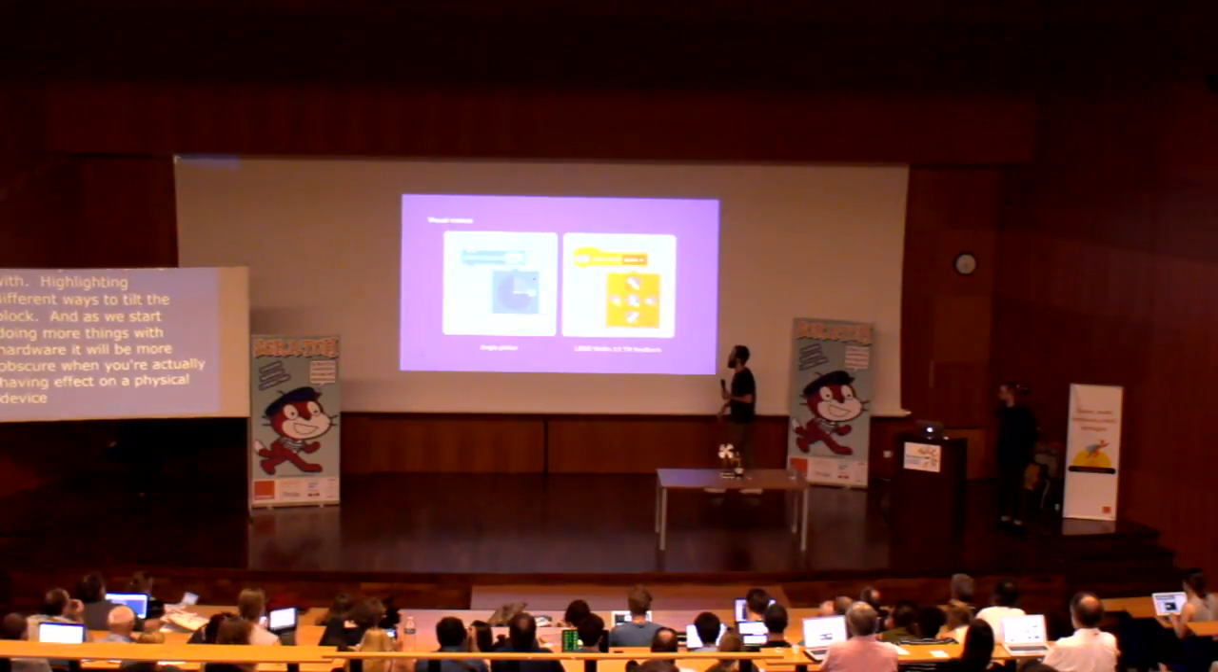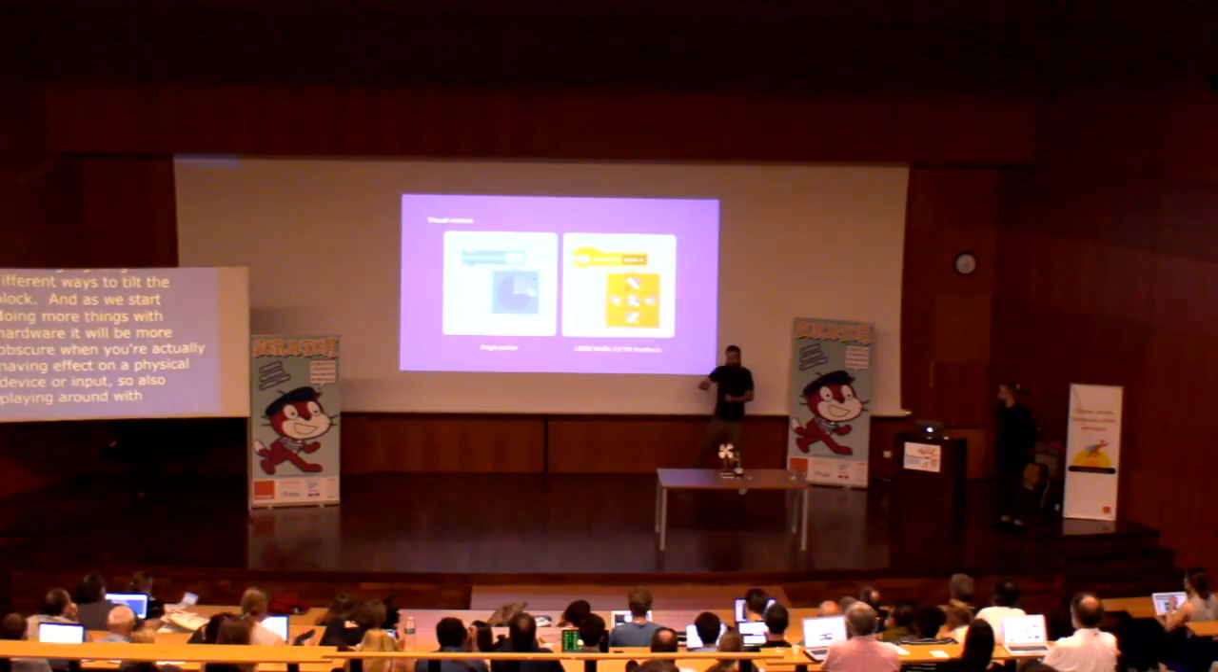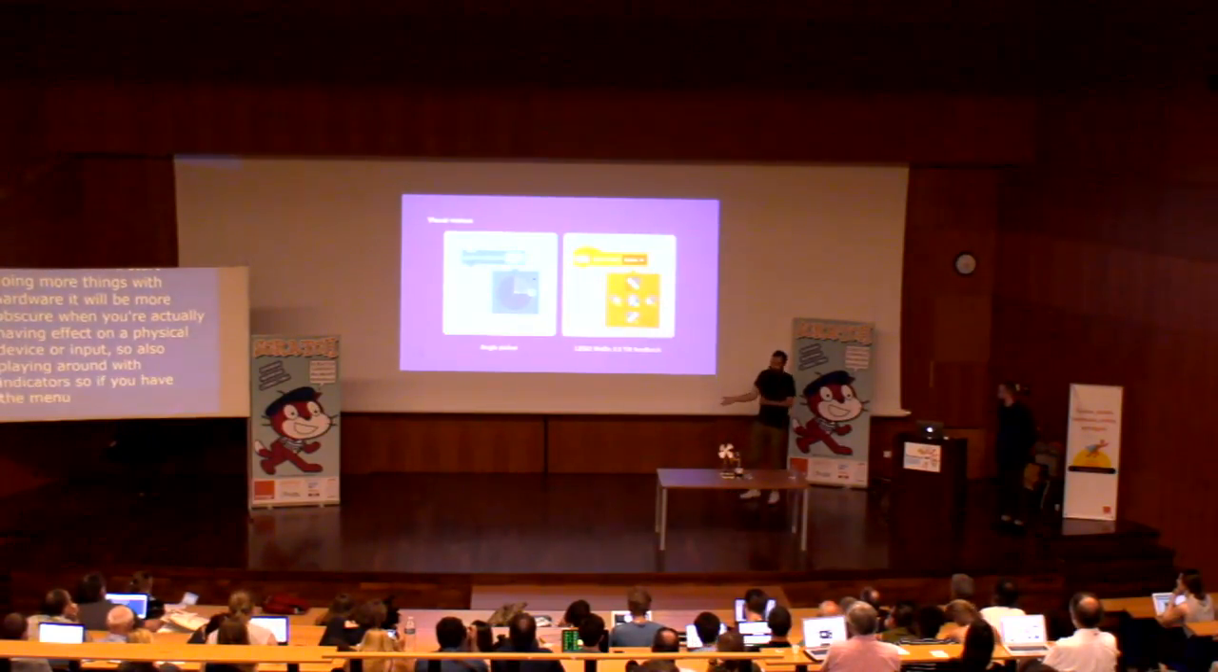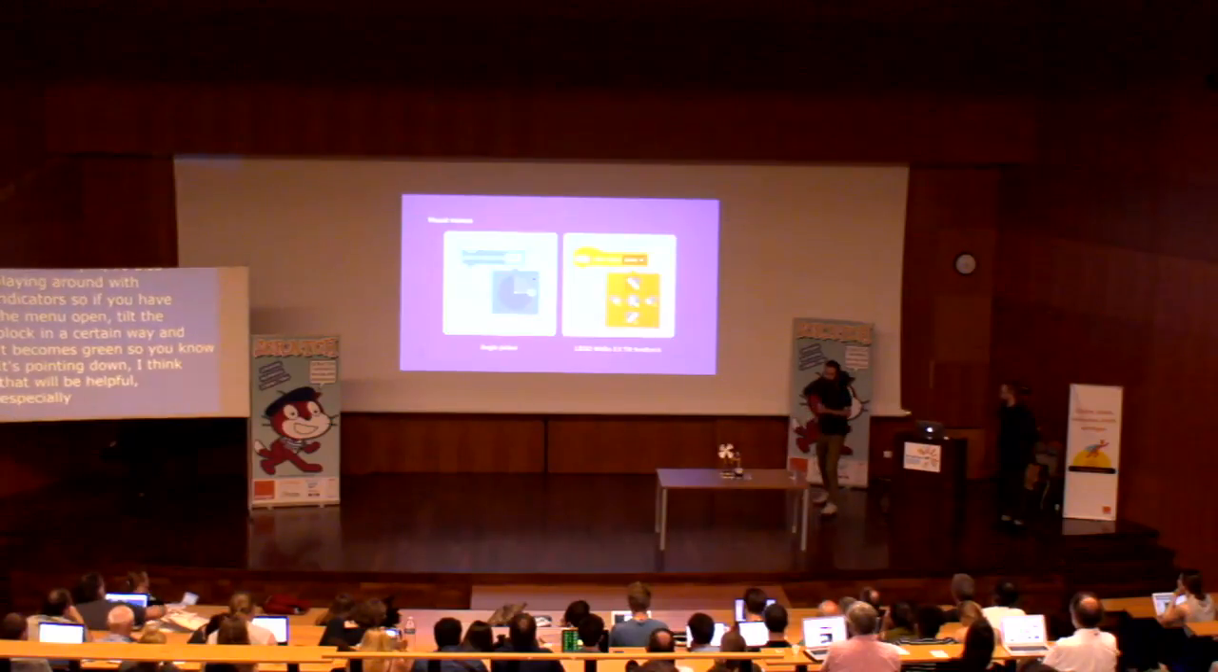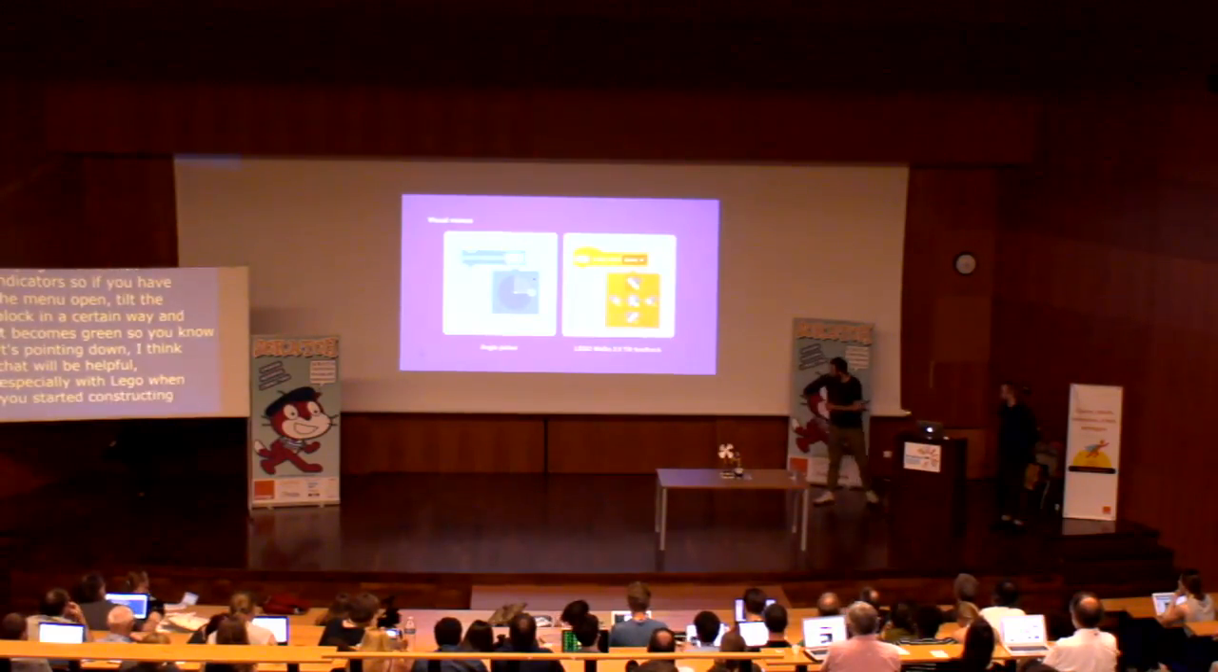So we're also playing around with some indicators. If you have the menu open and you tilt the block in a certain way, maybe that becomes green, so you know, oh, actually it's pointing down. I think that'd be really helpful, especially with Lego when you've actually started constructing something and building it into a model, and you need a reference point.